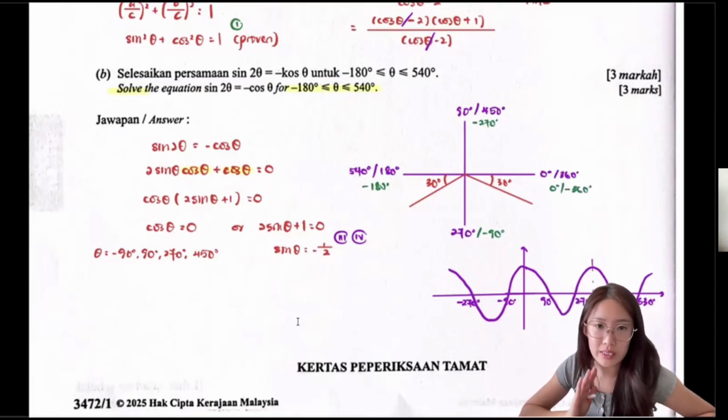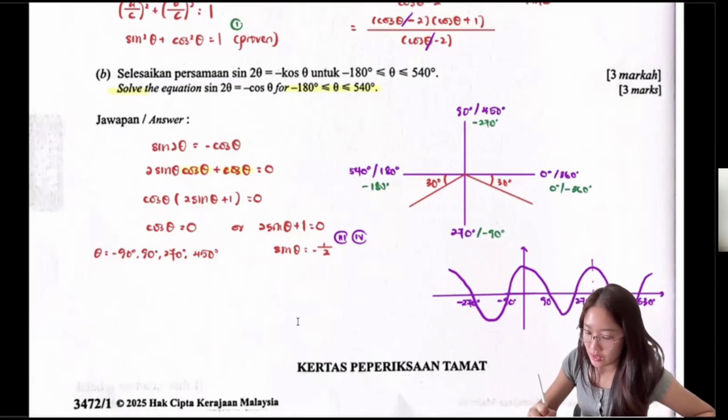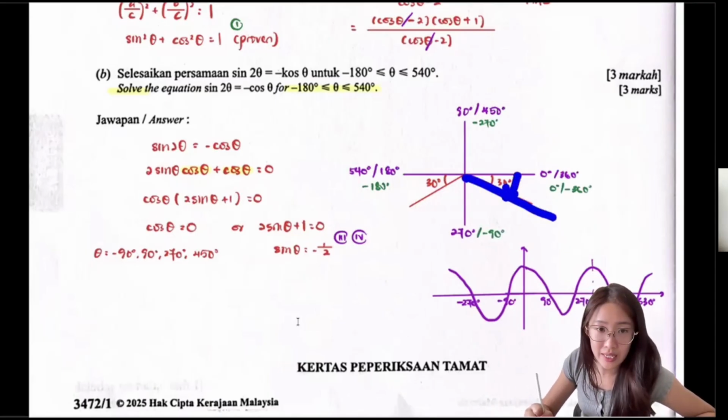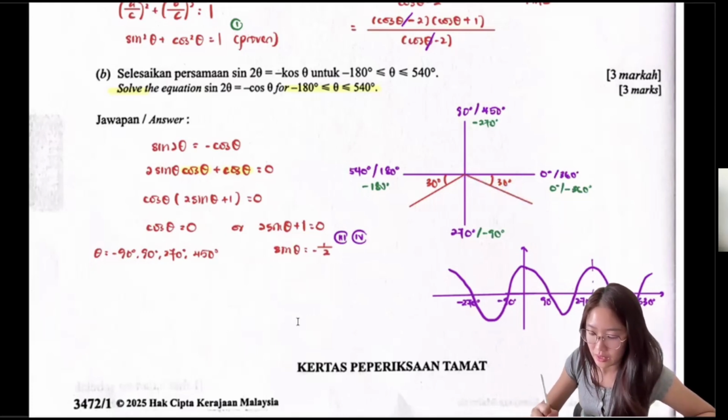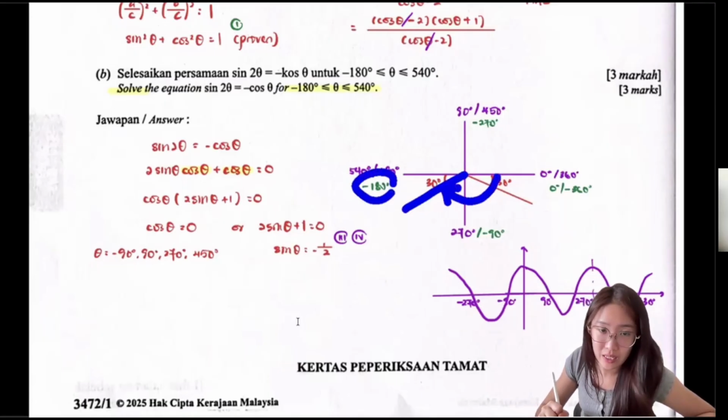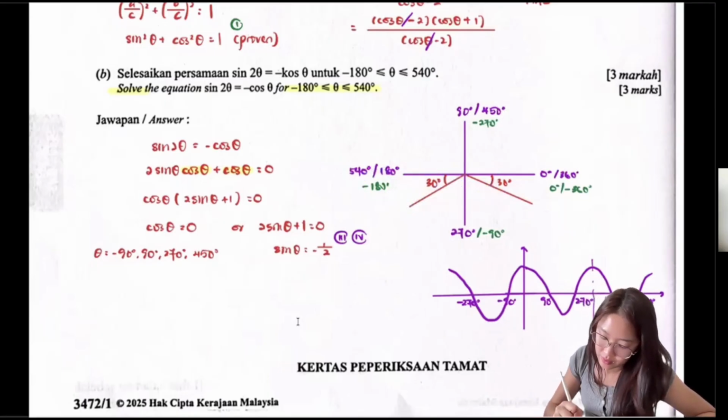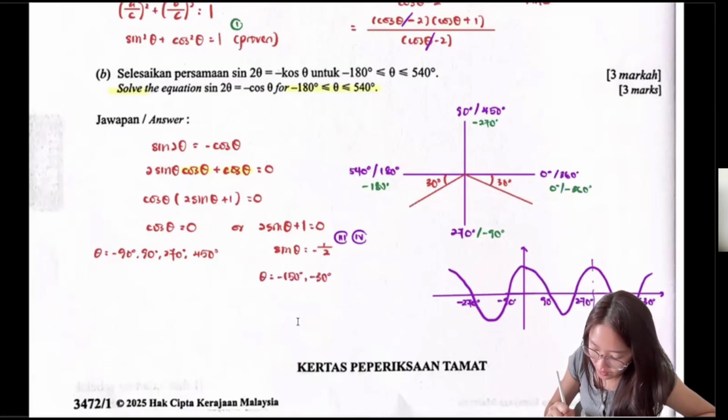Okay, now look at the negative angles first. If you're in quadrant 4, this is negative 30. Okay, this is negative 30. And how about this one? From here to here, negative 180 plus 30. Okay, is negative 150. Okay, negative 150, then negative 30.